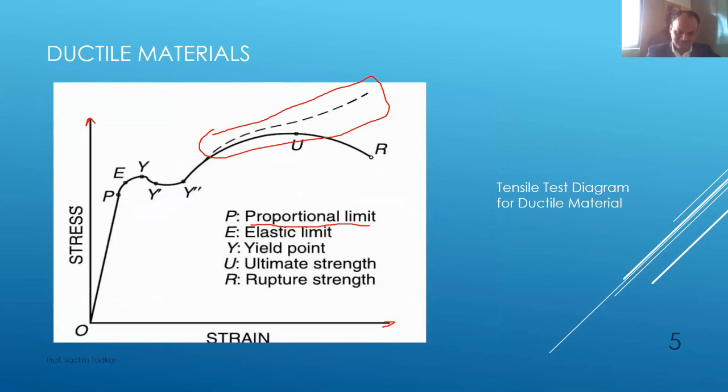Because what happens, to draw this curve, we are going to take the diameter of that particular bar as the diameter of the wire at the starting point. But in this case, when elongation starts, your diameter decreases. You know that Poisson's ratio is there. So as length increases, diameter decreases.